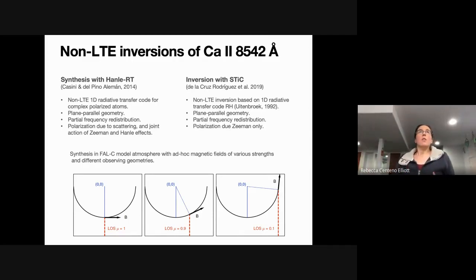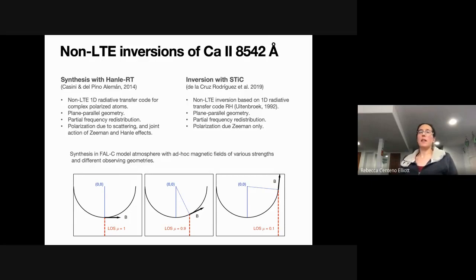So in this case, I did the synthesis with the Hanle RT radiative transfer code. This was developed by Roberto Casini and Tanausú del Pino Alemán, and it's a non-LTE, one-dimensional radiative transfer code for complex polarized atoms. It operates in plane parallel geometry. It is able to model spectral line radiation in the partial frequency redistribution regime. And importantly for this particular project, it is able to model the polarization of the spectral lines due to scattering processes as well as the joint actions of the Zeeman and the Hanle effects.